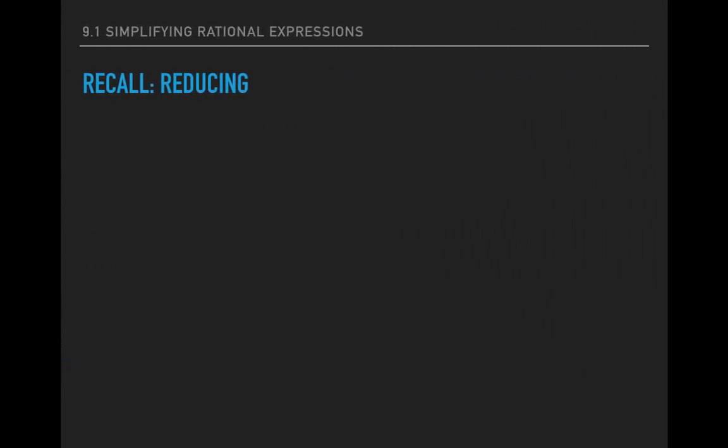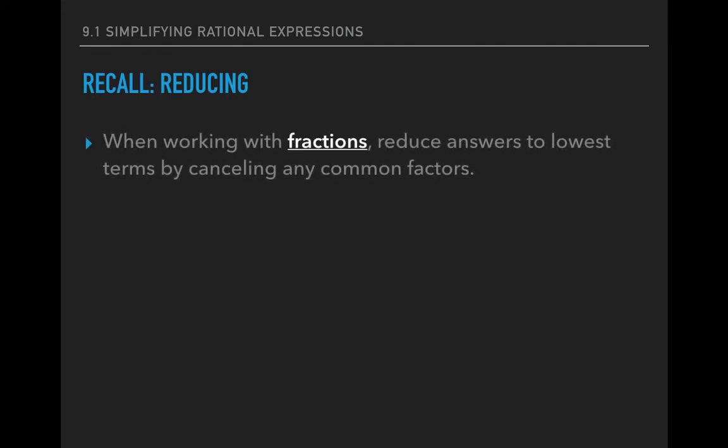Okay, reducing. We need to remember what that concept means. When you were working with fractions, reducing answers to lowest terms was done by canceling any common factors. So say you had 3/9. Really, that's 3 over 3 times 3. 9 is 3 times 3. So you're able to cancel out a 3 in the numerator and denominator. You're dividing out a 3 in both the top and bottom, and that leaves you with 1/3.